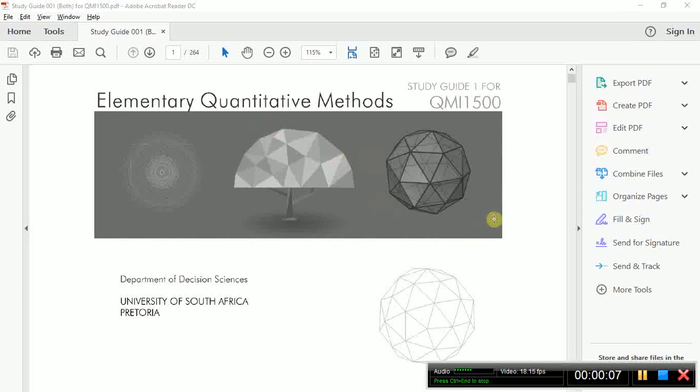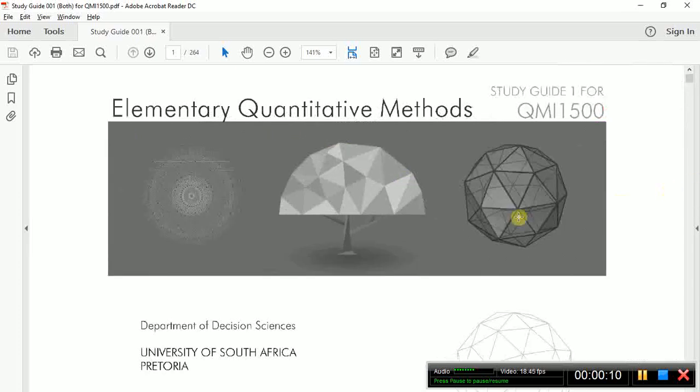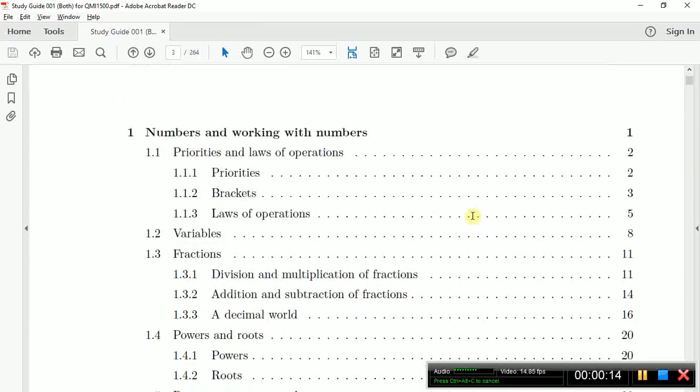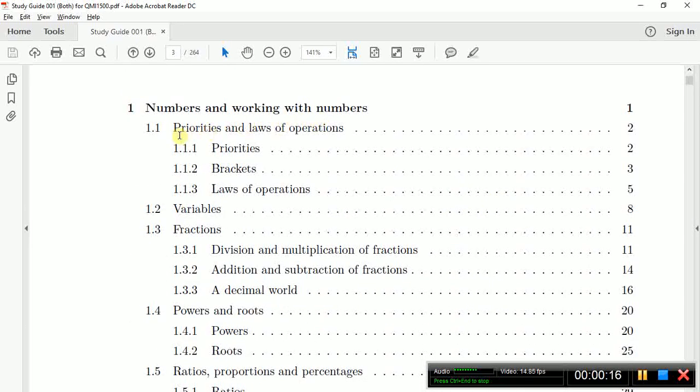Elementary quantitative methods, that's the module QMI1500. Alright, so the first bit is just some basics. We'll look at working with numbers, so basic laws and operations, priorities, brackets, law of operations. Then we'll look at a variable. Variables are placeholders, x and y. So instead of putting in an unknown variable, we just call it an x or a y or a z.